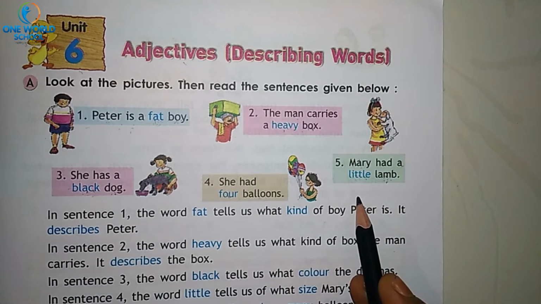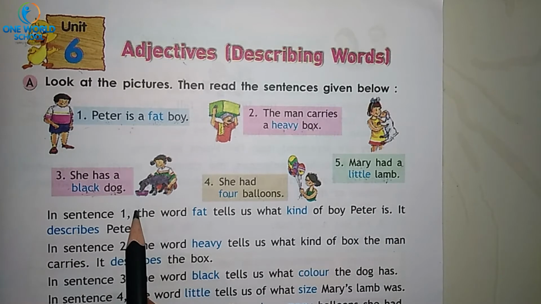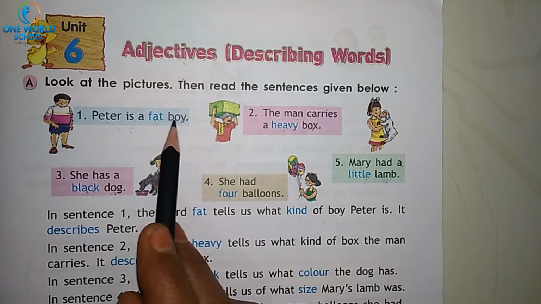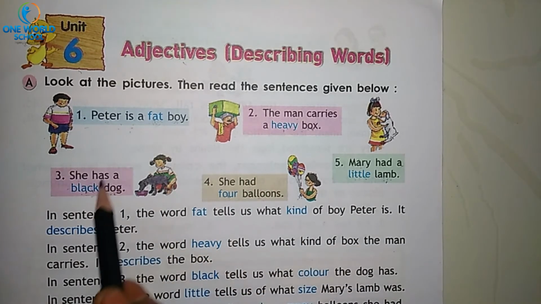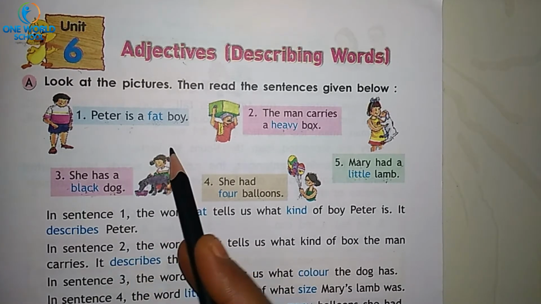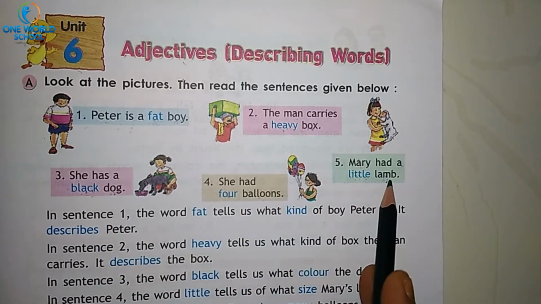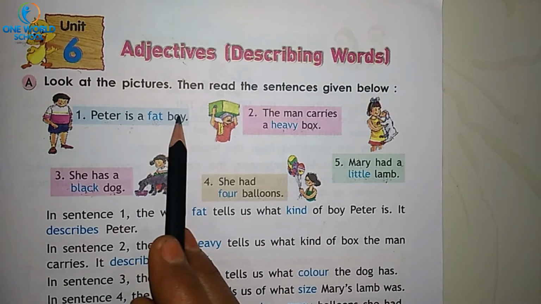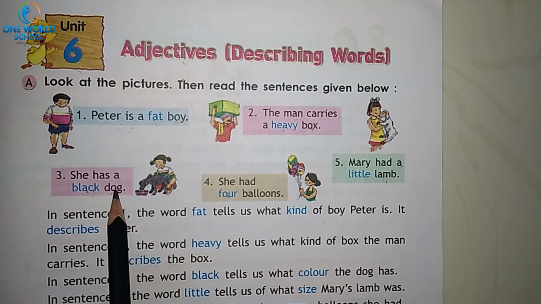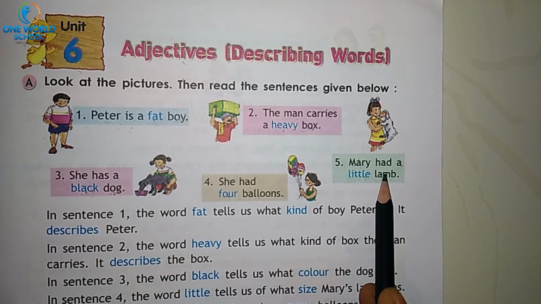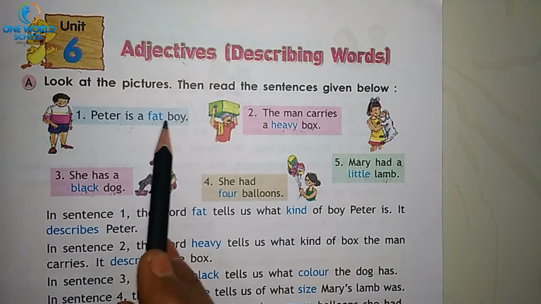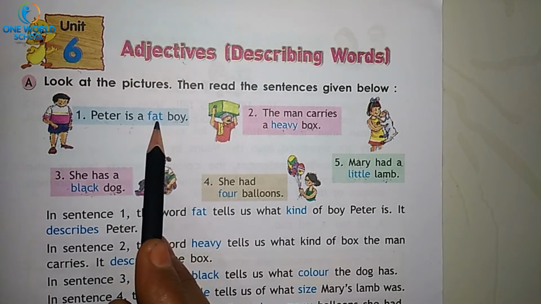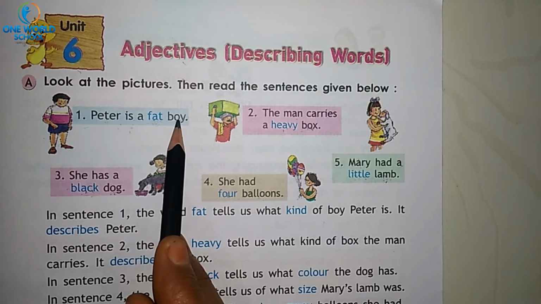I think you are able to understand a little bit of what I want to say to you. Look, here these blue colored words, they are trying to describe these nouns. Yes or no, students? So these are nouns: boy, dog, box, balloons, and lamb. These words are nouns, and the words which have been written before these nouns are trying to describe them.